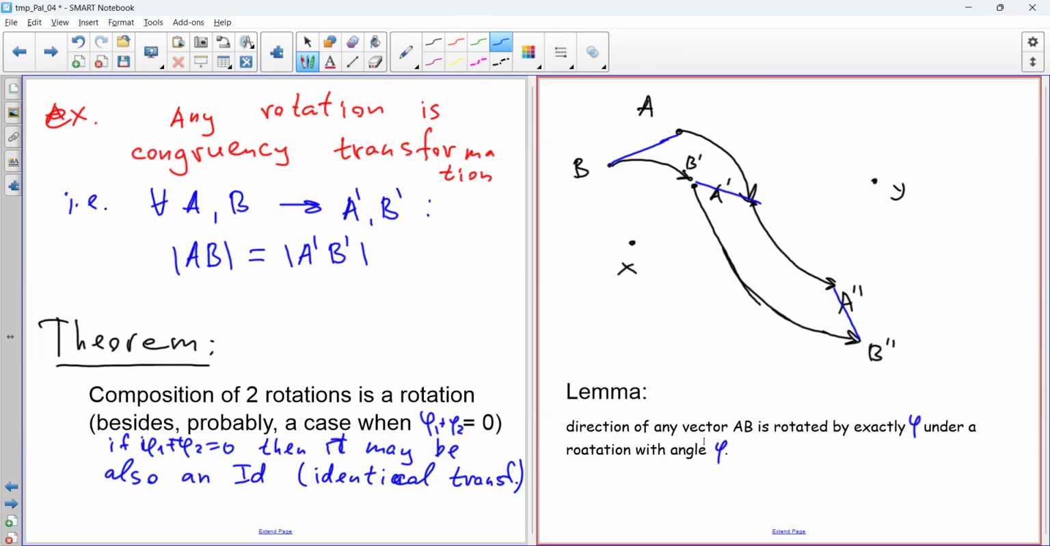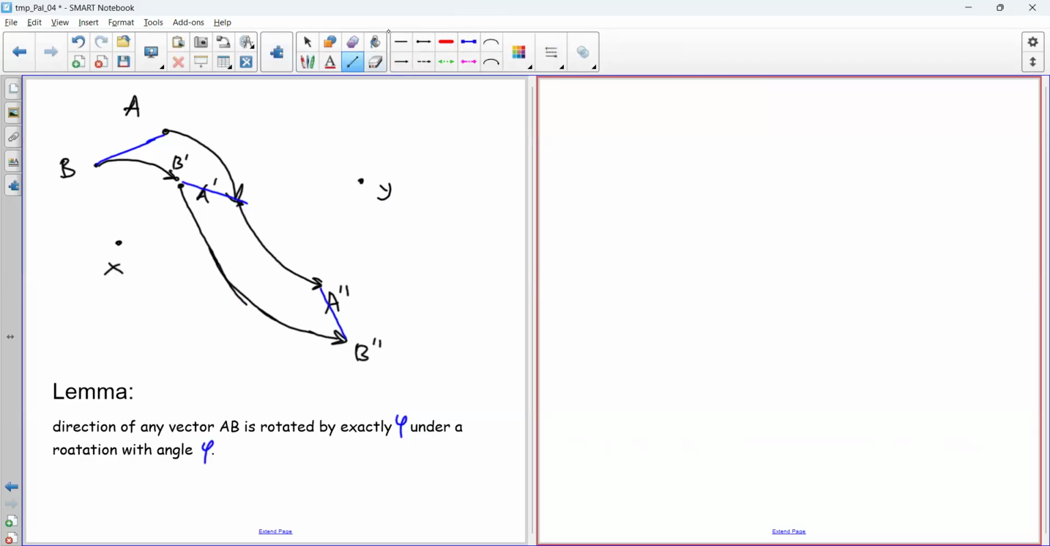it sounds like a very reasonable thing. We have rotation by phi, so probably the direction will also be rotated by phi. But actually, to me, this is one of the most non-trivial parts of all the topic of transformations, congruency transformations and a combination of transformations, because the angle here and the angle here are considered in completely different positions, in completely different places of the plane. So here, probably we will discuss it now.